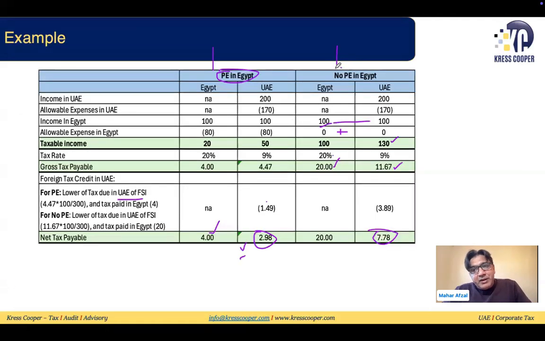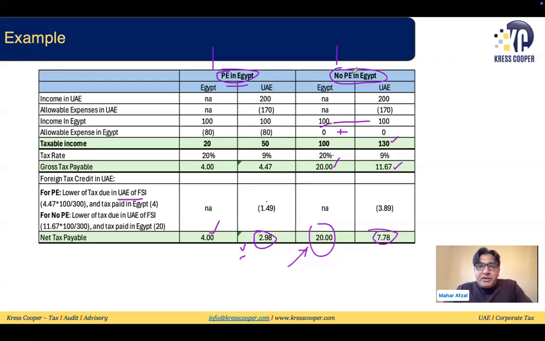If you don't have any PE in Egypt, your tax will be withheld by your customer. What will the customer do? They will withhold this tax. How much is the amount? 20. They will deposit this amount to the Egyptian tax authority. Based upon the tax treaty, you have a right to claim this 20. Here you cannot claim because it has become a PE there; you will be liable to register there. Once you are registered there, you will be liable to pay tax. Maximum 9% of the taxable income you can calculate in Egypt. You can recover a claim in Egypt, in the UAE.